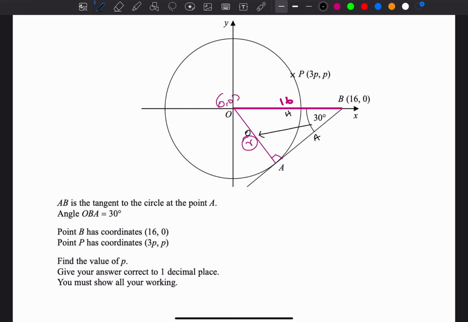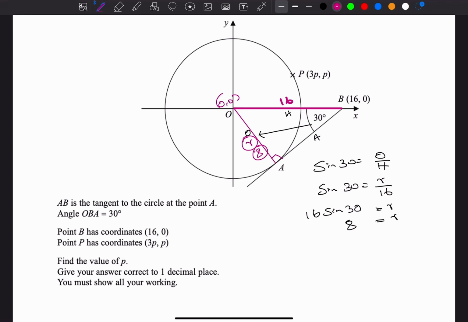So you have O and H, which is sine. Sine 30 equals O over H. Sine 30 equals, opposite is R, over H is 16. R is 16 sine 30. This one you don't need a calculator, remember, because you need to know what sine 30 is. Sine 30 is a half, so 16 times a half is 8. So you know that that is 8.